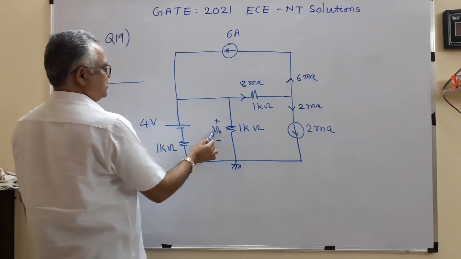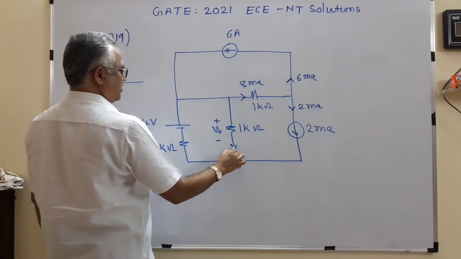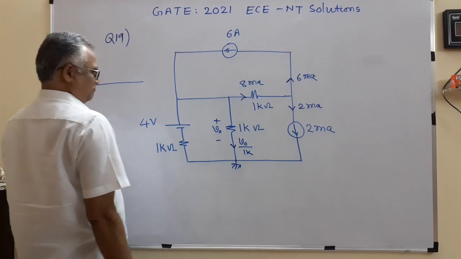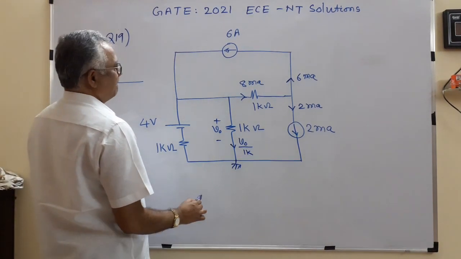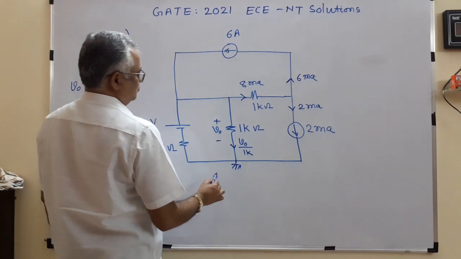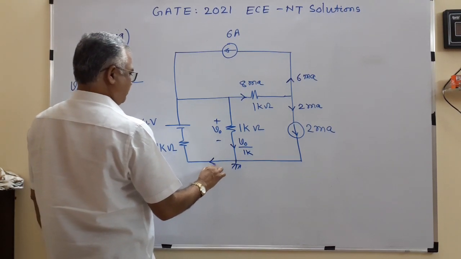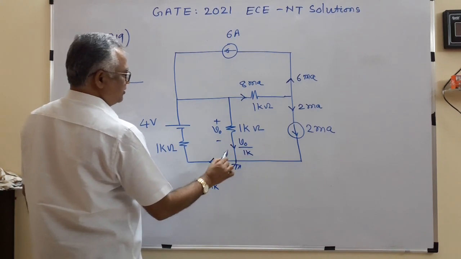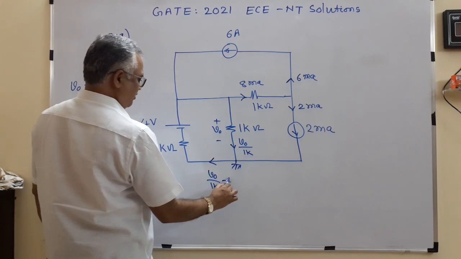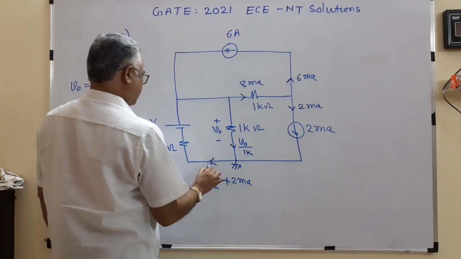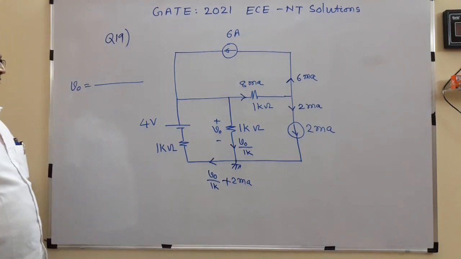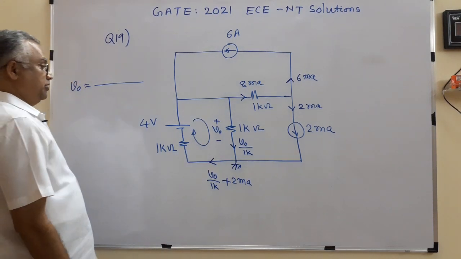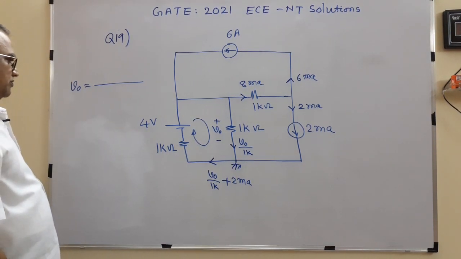Now, this is V naught across 1K. What is this current? V naught by 1K. Then this current will be V naught by 1K plus 2 milliamps. Now write the loop equation and solve for V naught.